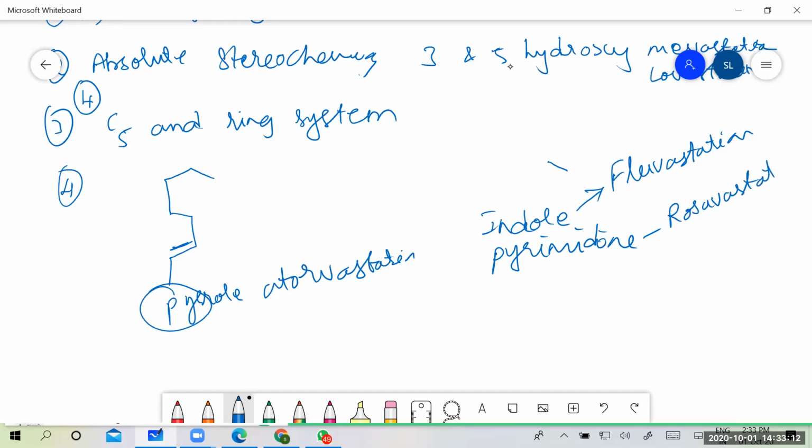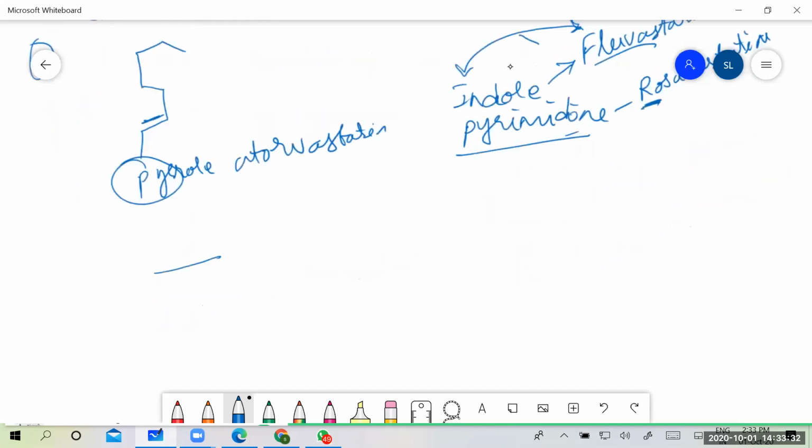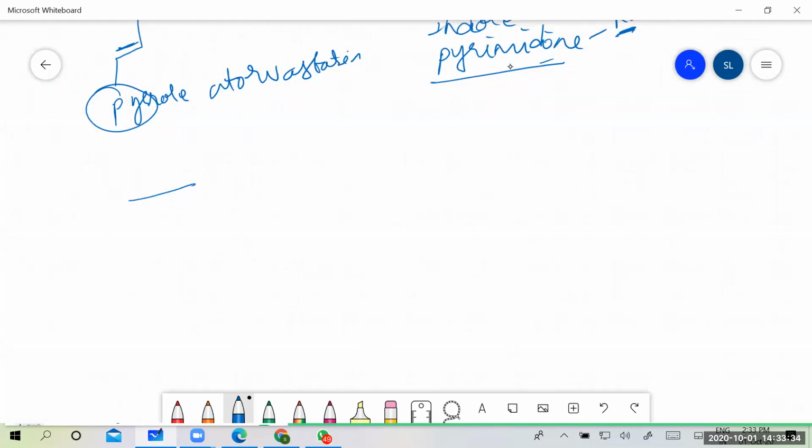See, this one we can easily remember, rosuvastatin. So how can you remember that? E, F, G, H, I. F and I are very close to each other. So indole in fluvastatin. Then pyrimidine, PR, PQR, PR, rosuvastatin. And in case of atorvastatin, it is pyrrole. So these things you will have to remember for the GPAT questions.